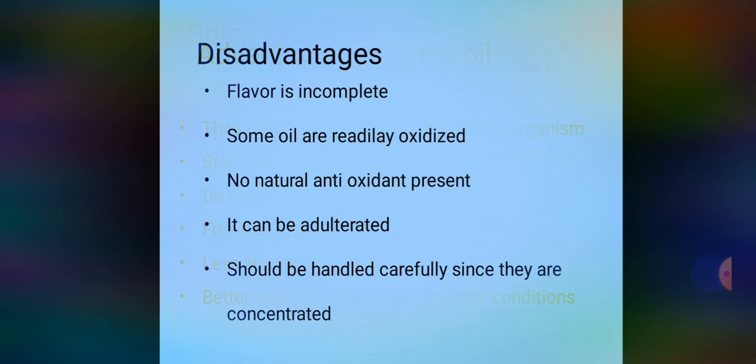Next, what are the disadvantages? The flavor is incomplete, and some oils are readily oxidized. Whatever natural antioxidant is present in the given spice or sample is not extracted in the steam distillation or water distillation method. That's why these oils don't have any antioxidant and are easily oxidized. No natural antioxidant is present. It can be adulterated, as these oils are colorless and their consistency is like a normal spice or any casual spices, so they can be easily adulterated.